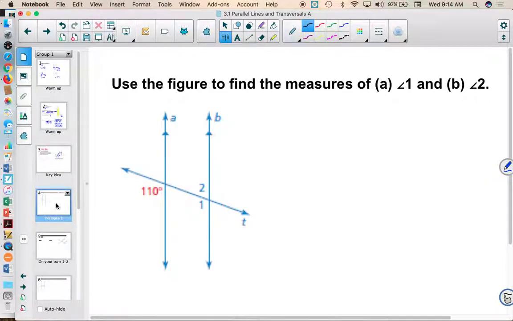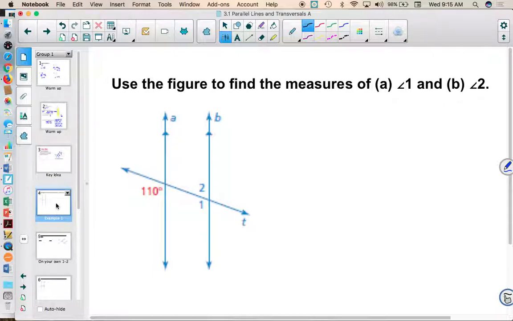Okay, so with that being said, we're going to use this figure to find the measures of angle 1 and angle 2. Now, if the picture looks like this and if your eyes struggle with seeing it, turn your paper where you can see the road and you can see the transversal if you have to, because sometimes that visual is hard to do. It is for me. Now, if I know this angle is 110 degrees, how do I find angle 1 or angle 2? How am I going to know what one of those is?